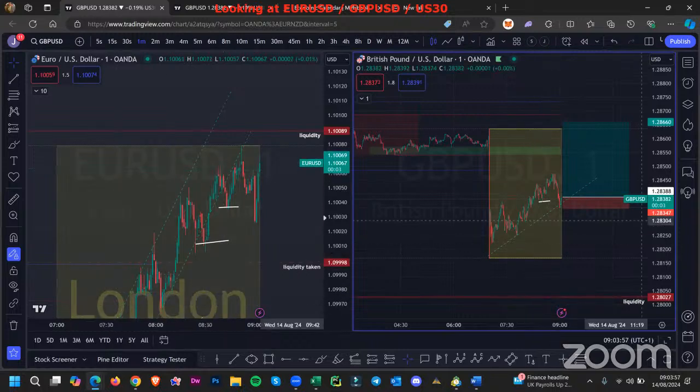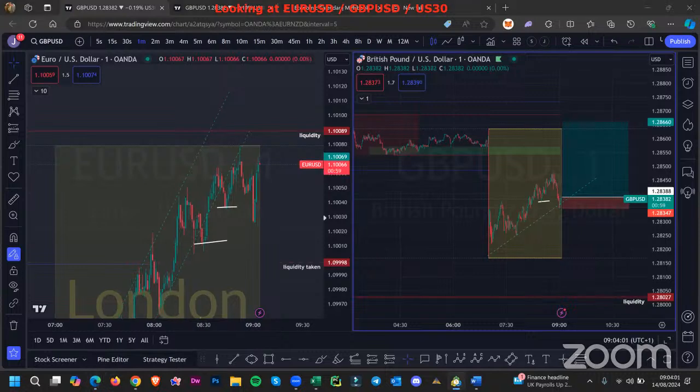Remember our nam, nam, nam? That's how I explain it, how I want you to remember it. When liquidity is taken, the market likes to run in the opposite direction. And we've seen that happen time and time and time again.